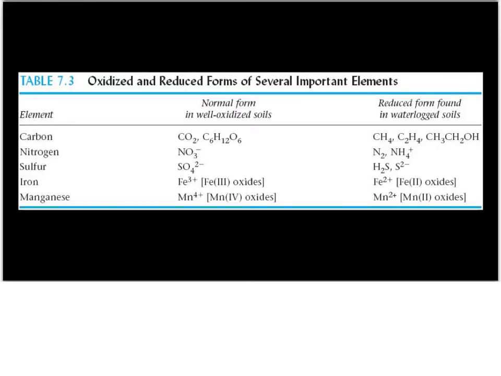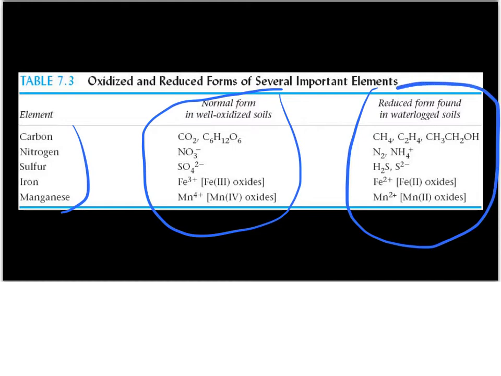Here's a table that just shows you some of the elements over here that can be changed if they're found in an oxidized soil, well oxidized, plenty of oxygen in that soil, or what happens when we take them and put them in a non-oxidized condition. So maybe we flood them and it takes away the oxygen that's in that soil air.